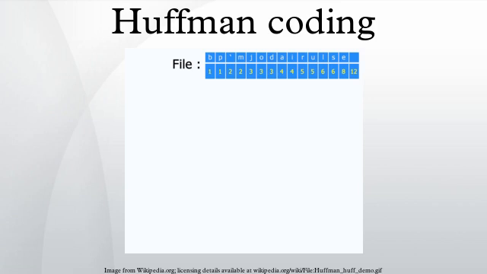Length-limited Huffman coding. Minimum variance Huffman coding. Length-limited Huffman coding is a variant where the goal is still to achieve a minimum weighted path length, but there is an additional restriction that the length of each code word must be less than a given constant.